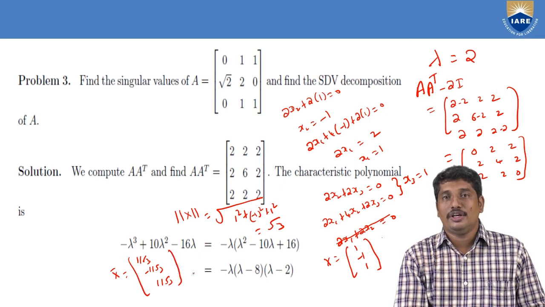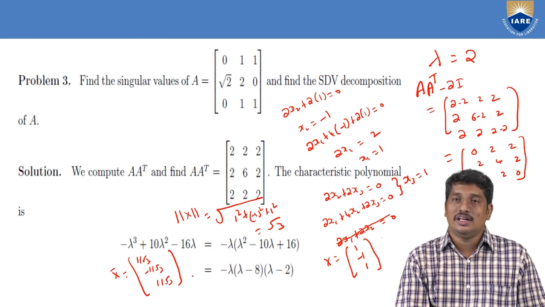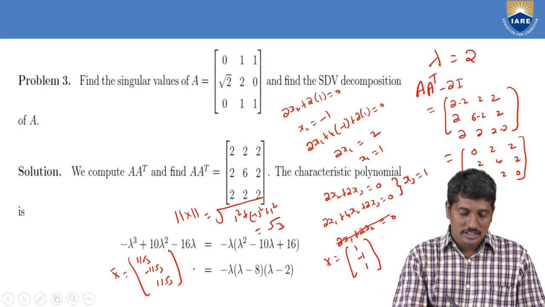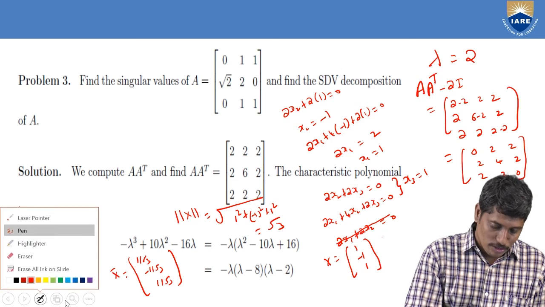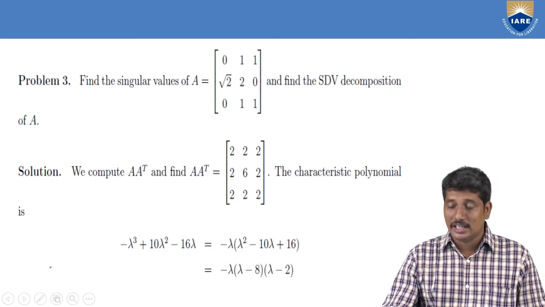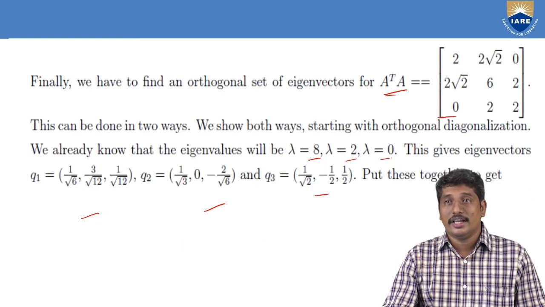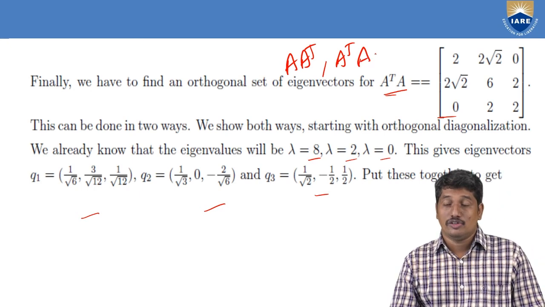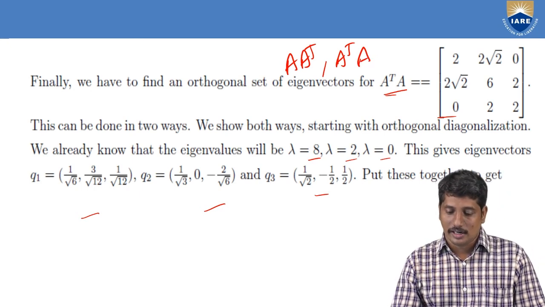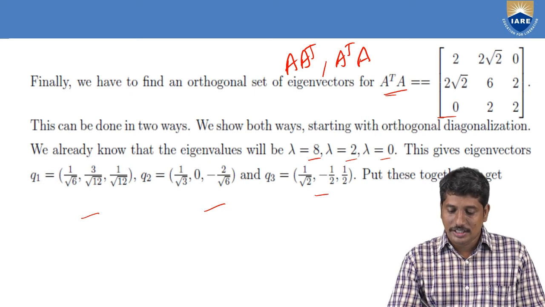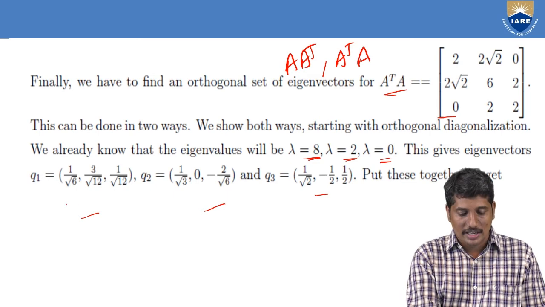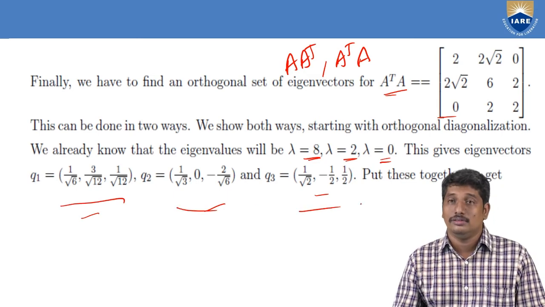In the same way, you can calculate the third vector with respect to lambda equal to 8 also. So by using this procedure, we can calculate the eigenvalues and eigenvectors of A into A transpose as well as A transpose into A, which are normalized eigenvectors we are calculating. So here we get the eigenvalues 8, 2, 0 for A transpose A and the eigenvectors Q1, Q2, Q3.